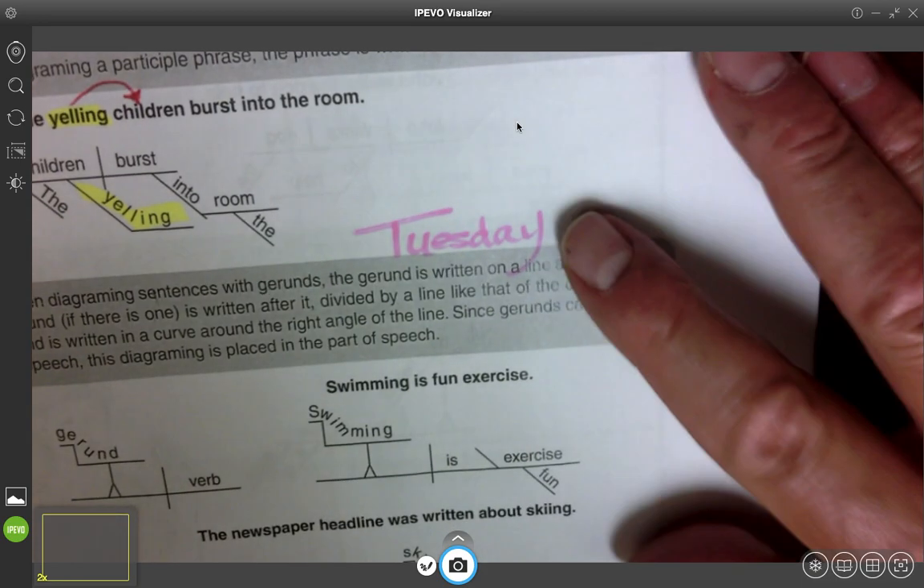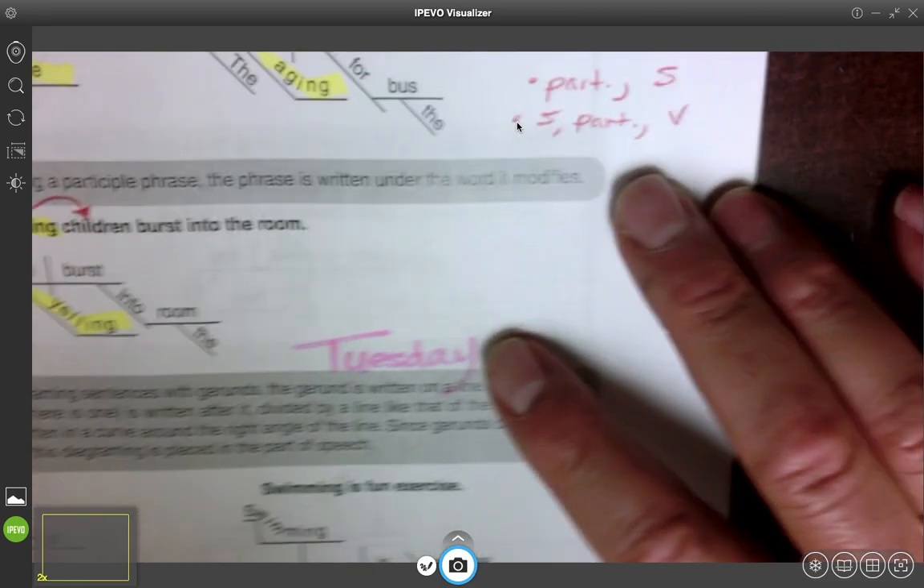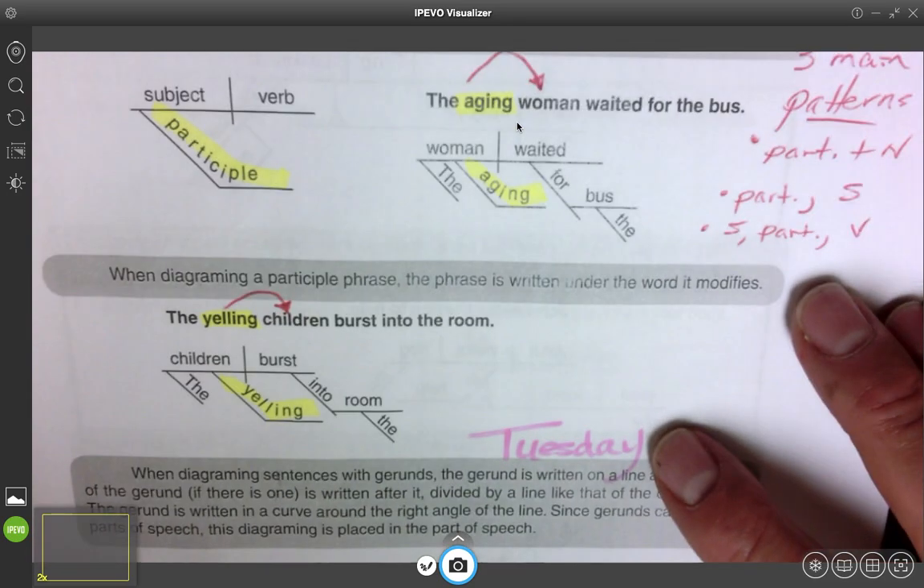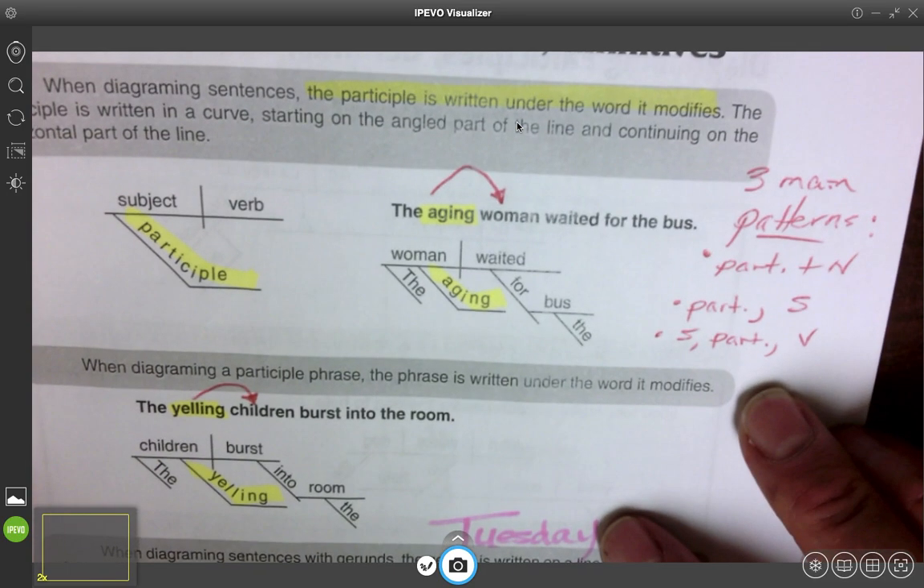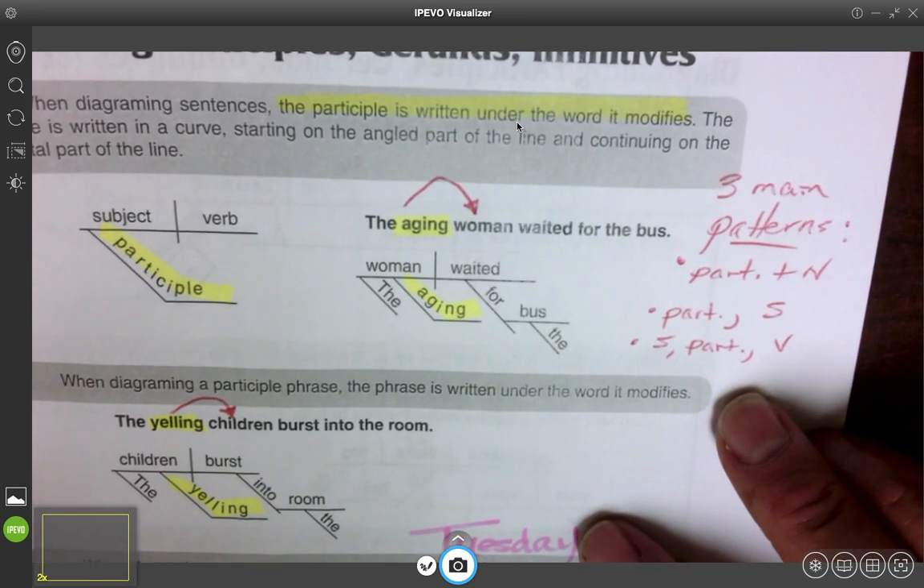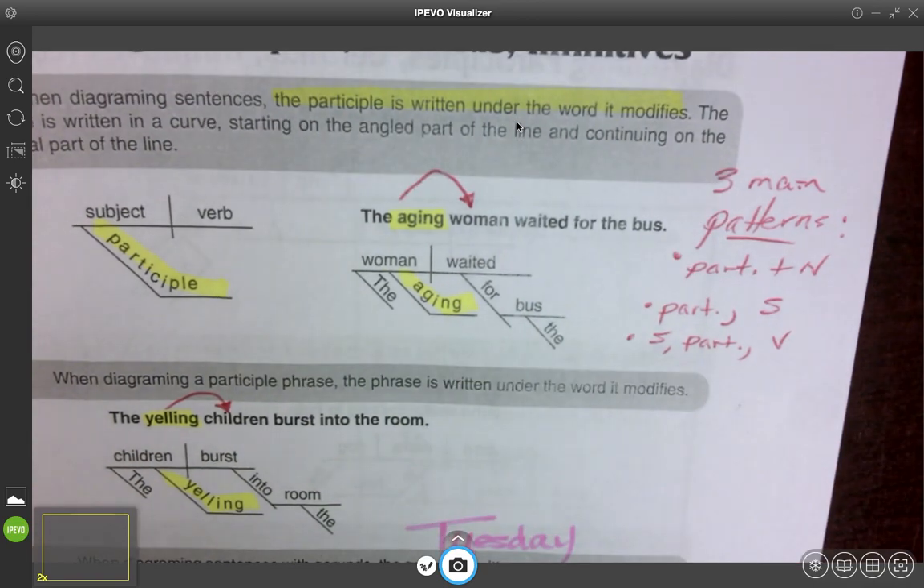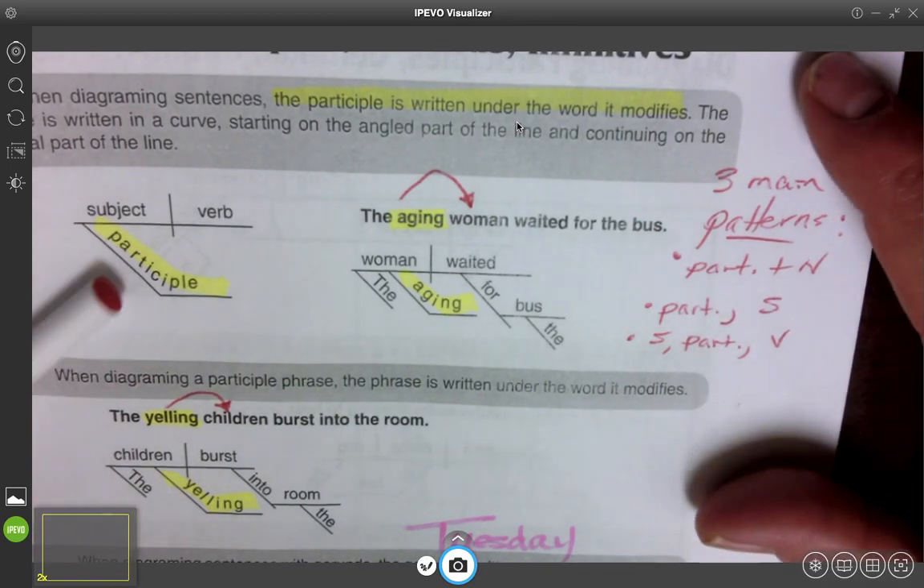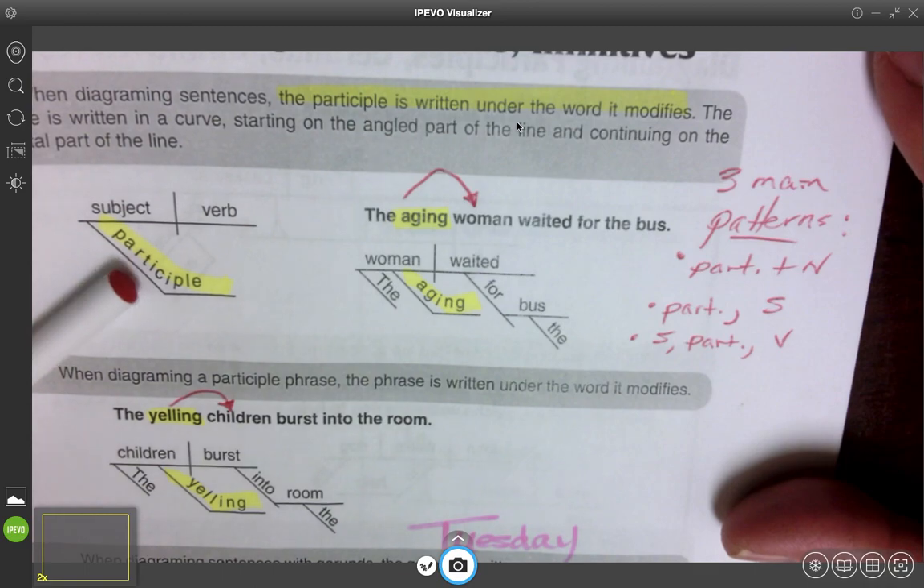Good morning, 8th grade. Today we're going to spend a little bit of time reviewing what we talked about yesterday and getting into the gerunds. Yesterday we spoke concerning the use of participles in the sentence. A participle serves the same function as an adjective.